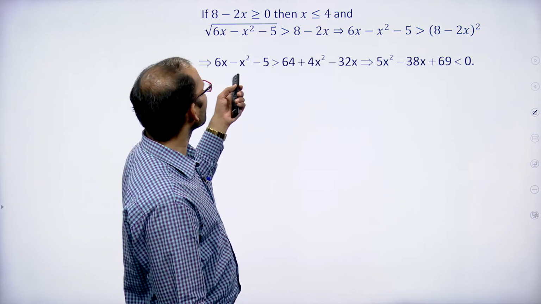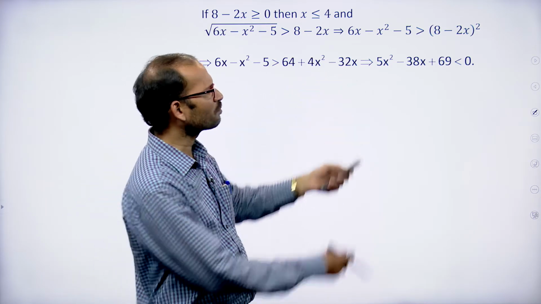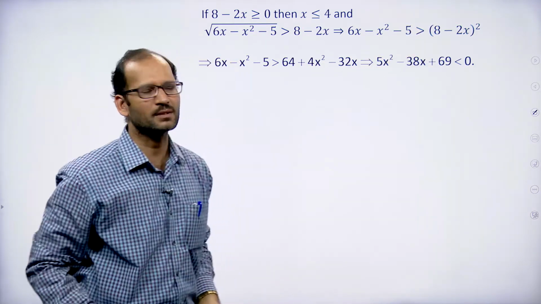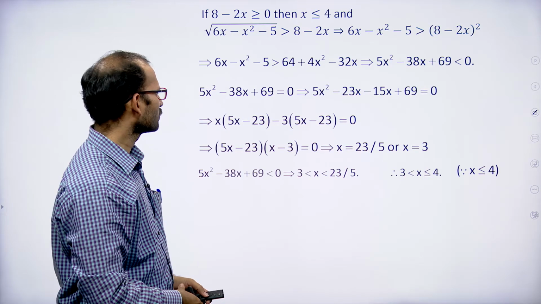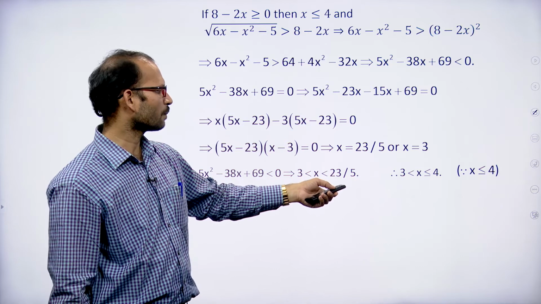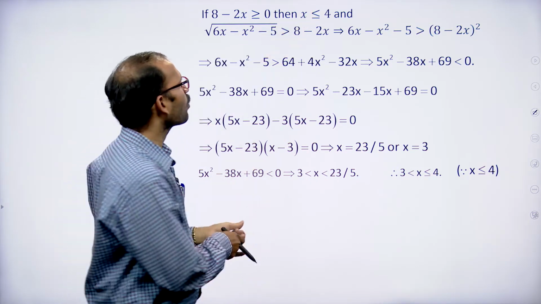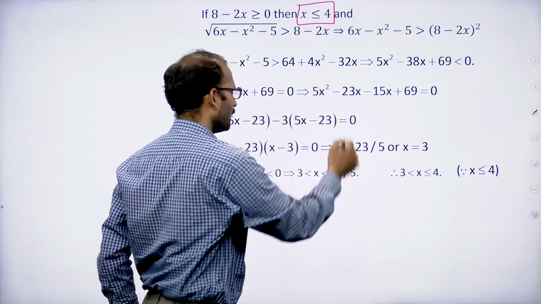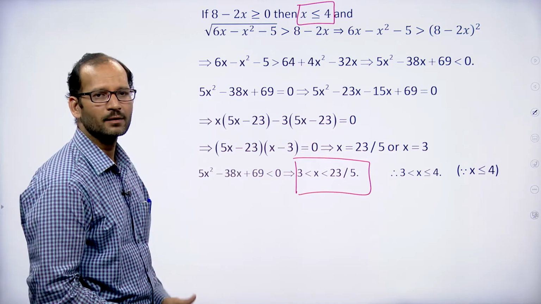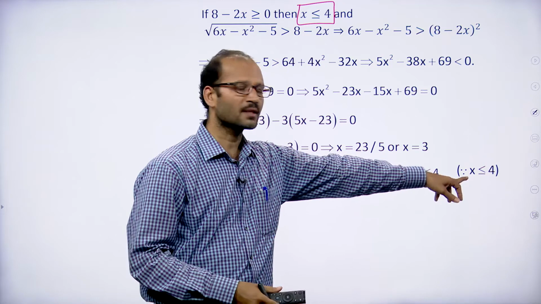So therefore 6x minus x square minus 5 greater than 64 plus 4x square minus 30x, simple, expanded, nothing else, simplification, we got this. From this again we got x limits. What are x limits? 23 by 5 or x equal to 3. So therefore x lies between 3 and 23 by 5. Already we have x less than or equal to 4. This inequality and this one, both should be combined. Common inequality we should take. So therefore 3 less than x less than or equal to 4.